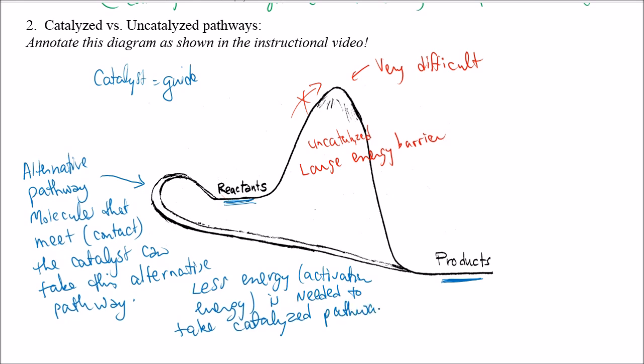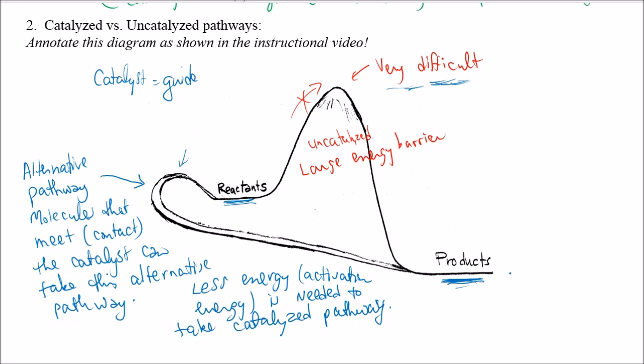So in a population of molecules, this very difficult pathway might be only 1 in 1,000 or 1 in a million molecules has enough energy to do that. Whereas if the activation energy, the energy barrier here, is small, then maybe a very large fraction of the molecules in the population are able to get to products.